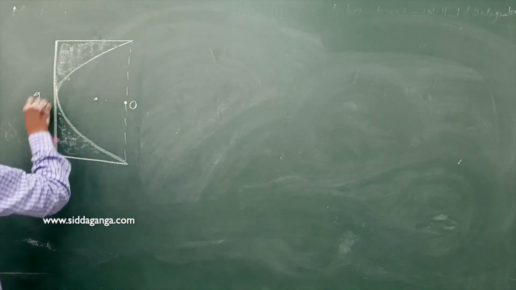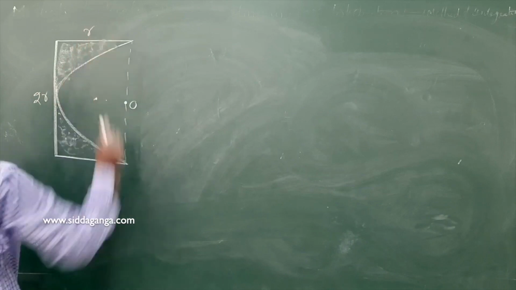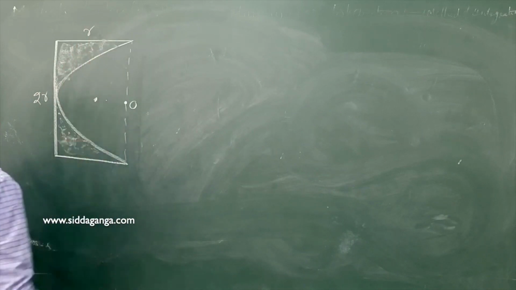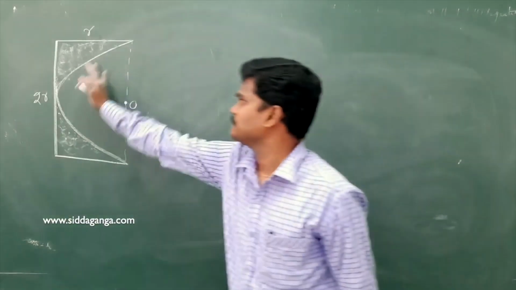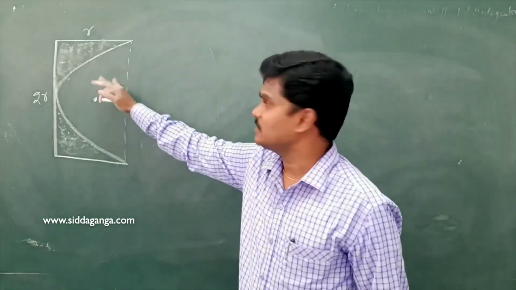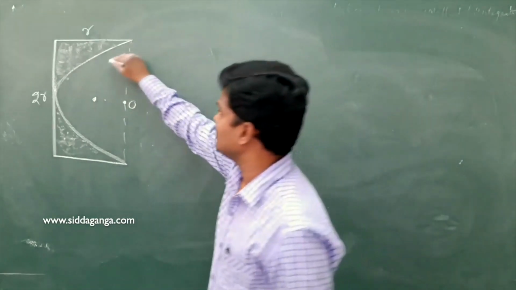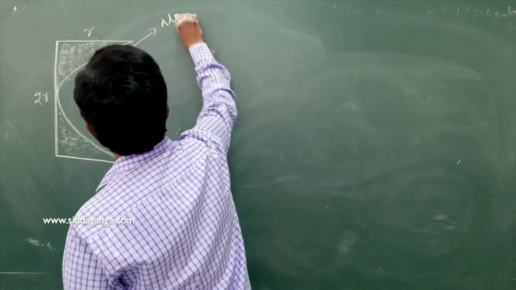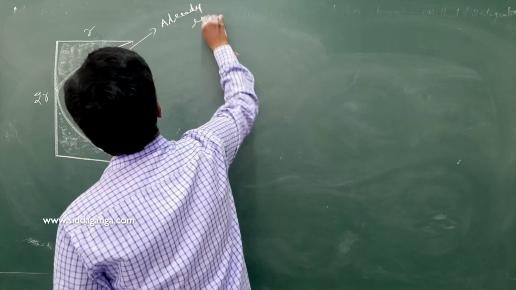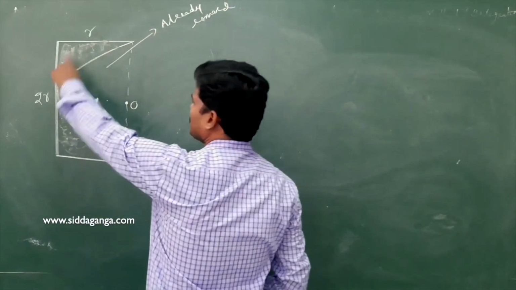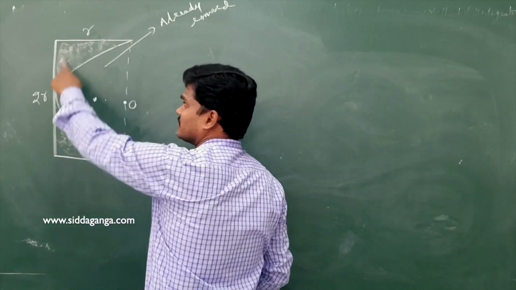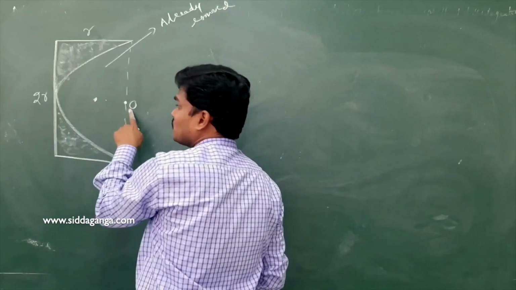This side is mentioned 2R, this is R. Okay, they are asking to find the center of mass of this sheet. See, this is empty, already cut. This part is already removed. They are asking the center of mass of the remaining part from this O.